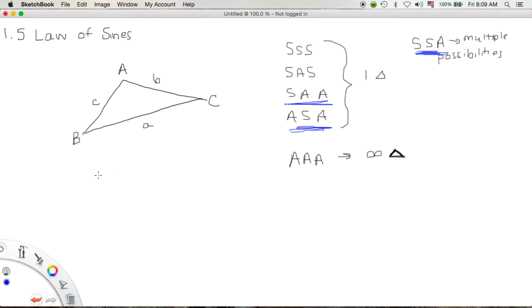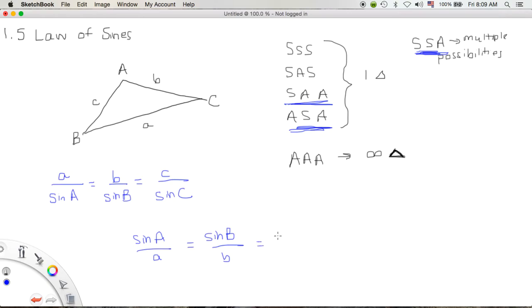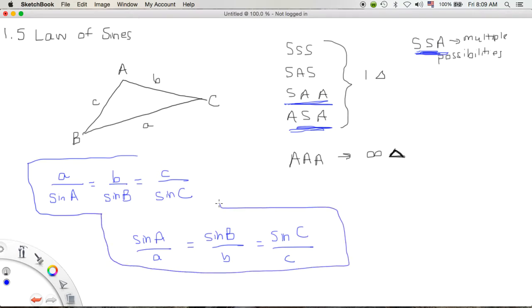So the law of sines looks like this. If you set up a ratio between the side length and the sine of the angle opposite it, it's equal all the way around the triangle. Of course, you can also write this with the sines on top, as long as you're consistent all the way across. You need to know the law of sines and when to use it. So here's the law of sines.